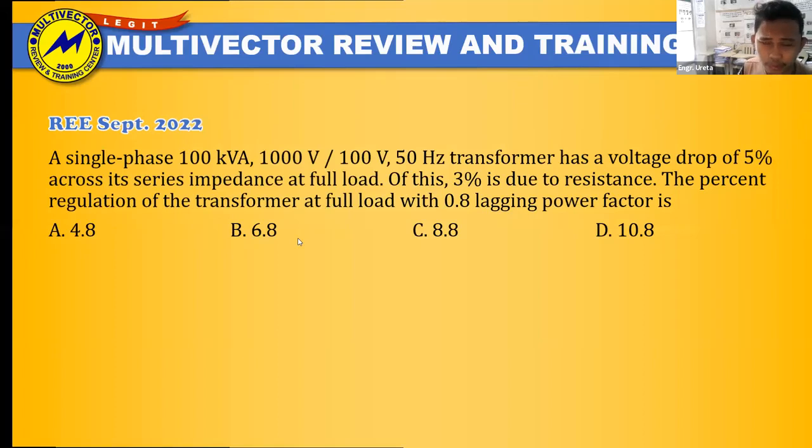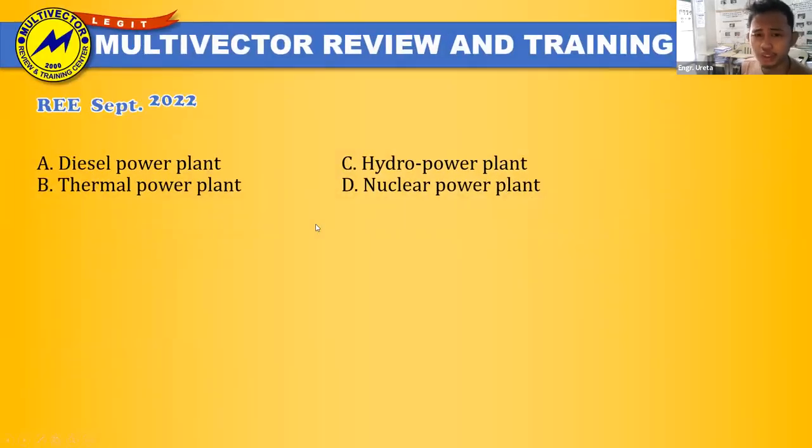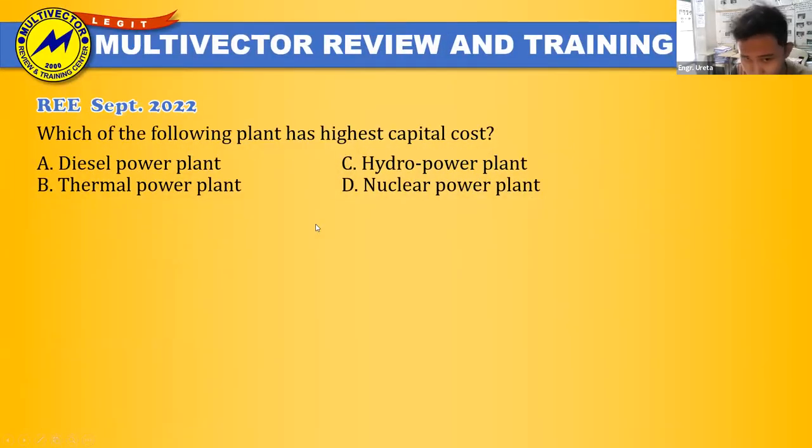Next question, lumabas ng September 2022. Which of the following plant has the highest capital cost? Between this plant, kung mapapansin natin, si nuclear power plant yung may pinakamataas. Bukod kasi sa kailangan pa niya ng malalim na study bago tayo makapagtayo ng nuclear power plant, in terms of facilities and materials naman, sobrang mamahal ng mga materials. So tamang sagot, nuclear power plant.